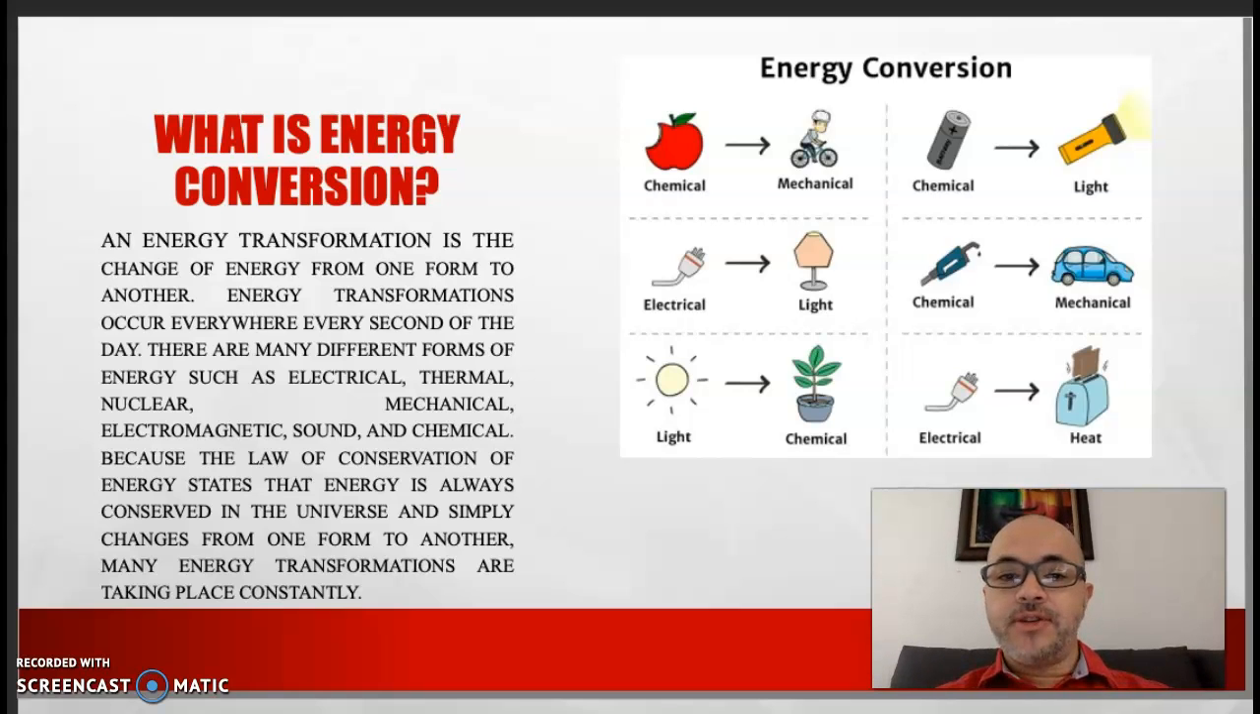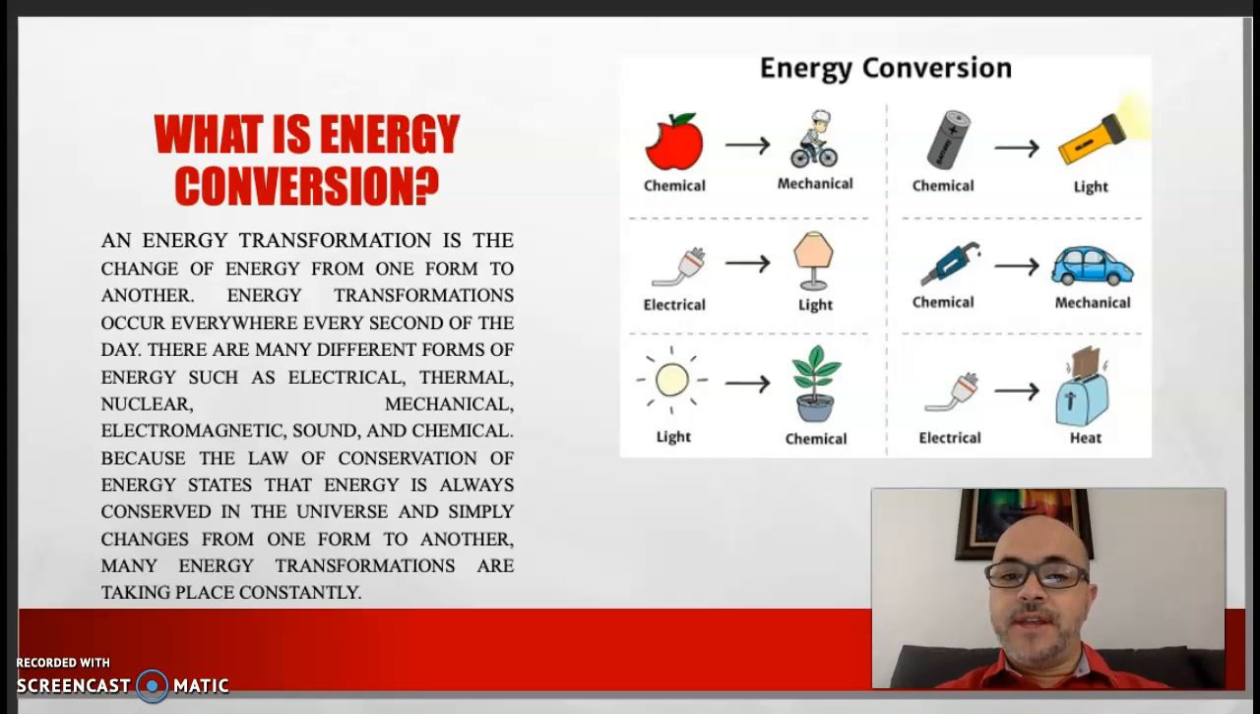An energy transformation is the change of energy from one form to another. Energy transformations occur everywhere, every second of the day. There are many different forms of energy, such as electrical, thermal, nuclear, mechanical, electromagnetic, sound, and chemical. Because the law of conservation of energy states that energy is always conserved in the universe and simply changes from one form to another, many energy transformations are taking place constantly.